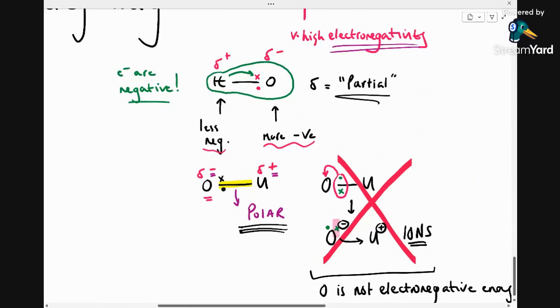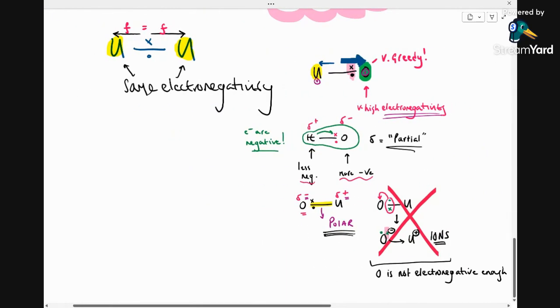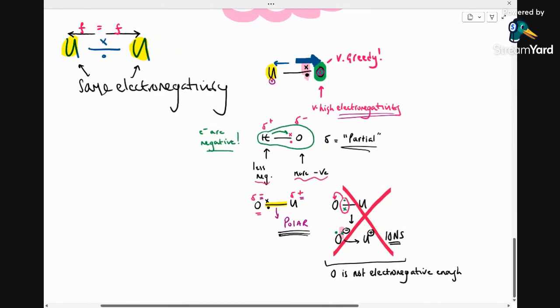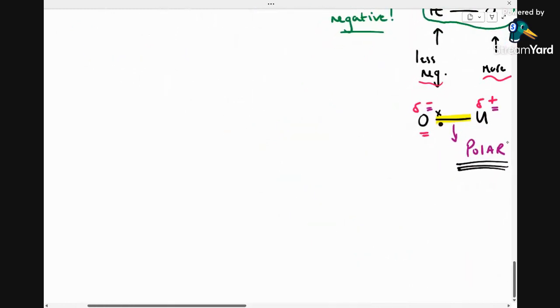So that's what electronegativity is, and we will now go to the next bullet point, which is the factors that affect it. So this is bullet point or learning objective number 3, which is the factors that affect electronegativity.